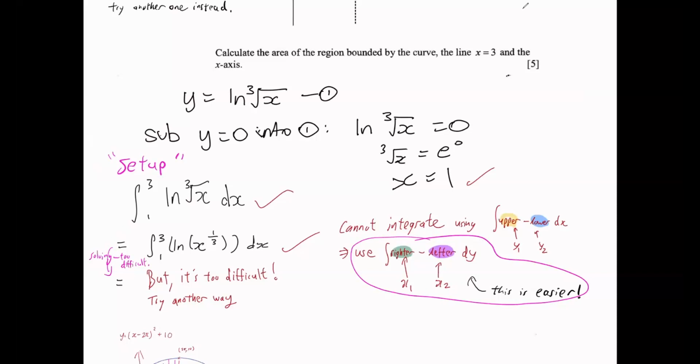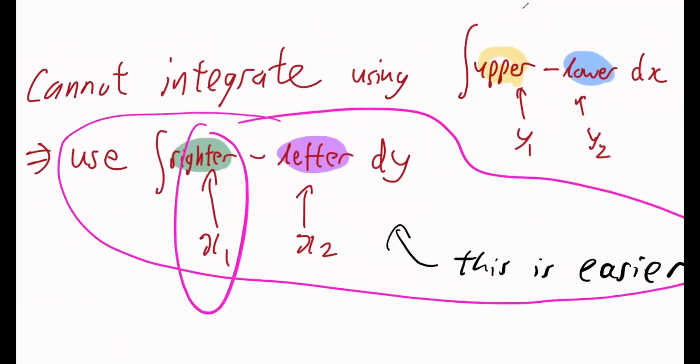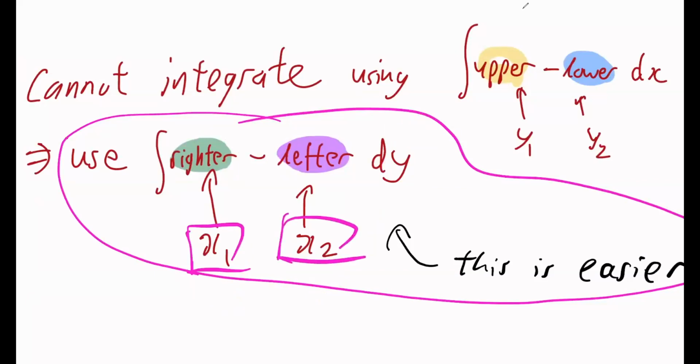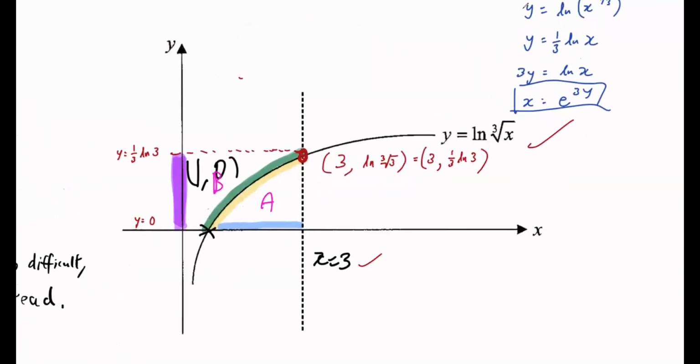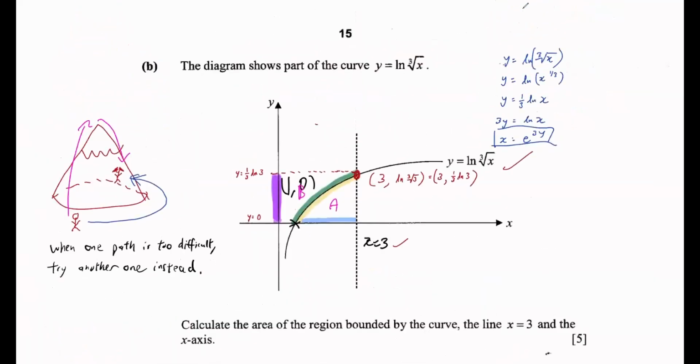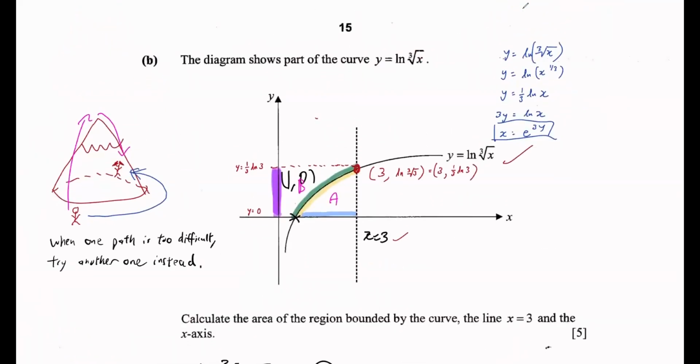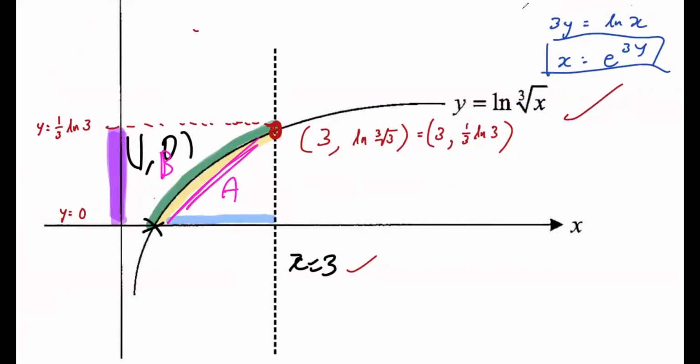And when you have right minus left, who is the subject here? No, I mean X. X equals to what? In terms of Y. X equals to something in terms of Y, right? So here, let's take a look at this diagram. They are asking for the region A, right? Calculate the area of the region bounded by the curve, the line x equal to 3, and the x-axis. So it's region A. Can you see region A here?